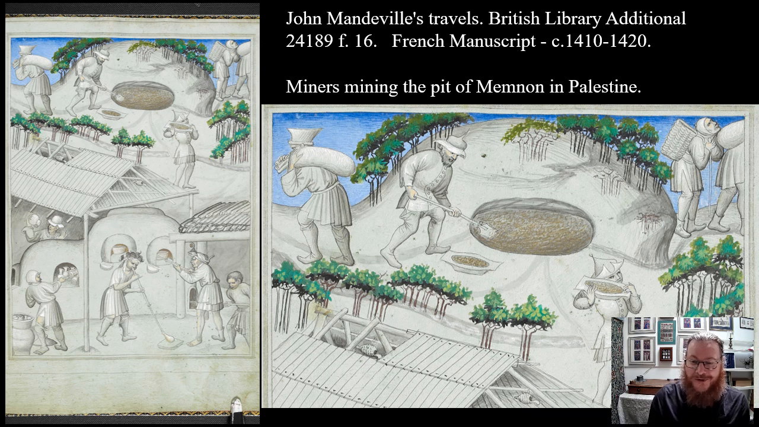And at the top of this illumination from John Mandeville's Travels of the Pit of Memnon, you see in the centre there a sand pit, a man digging at it with the spade, while other workmen cart off in troughs that raw material sand. And the sandpit, as you will see, is set within the context of a clearing of woodland with trees around, and evidence that they've been cleared too.